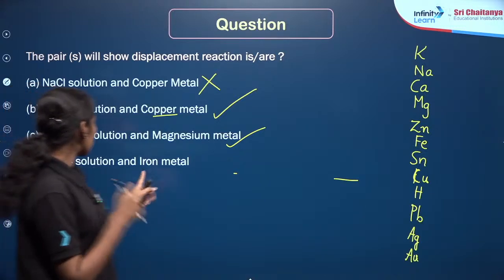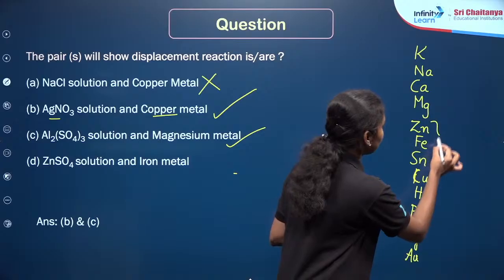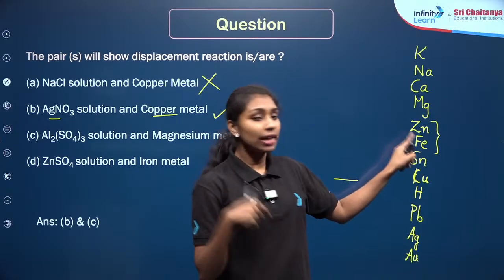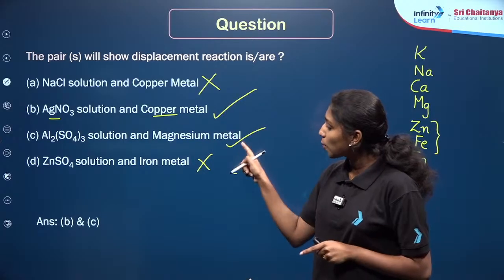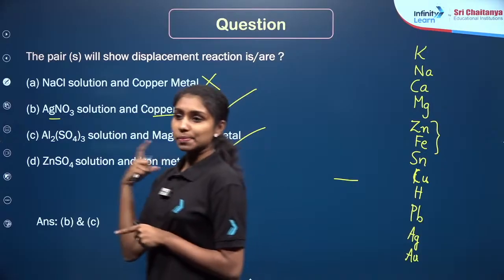Then the last one, ZnSO4 solution and iron metal. If you are comparing the reactivity of zinc and iron, iron is less reactive than zinc. So a displacement reaction will not happen. So there are two options, B and C, which are the correct options showing a displacement reaction.